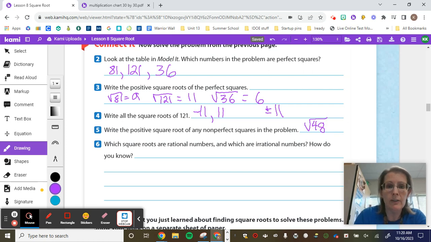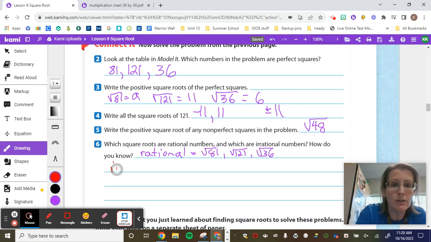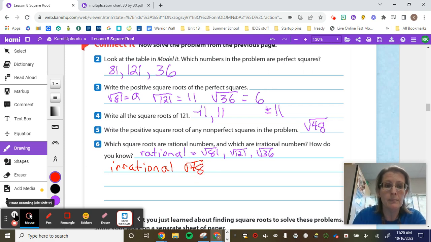So question 6, which square roots are rational numbers? The square roots of rational numbers were the ones that had a perfect square. Rational square roots were the square root of 81, the square root of 121, and the square root of 36. Those were rational. Then the irrational square root was just the square root of 48 because it was not a perfect square.